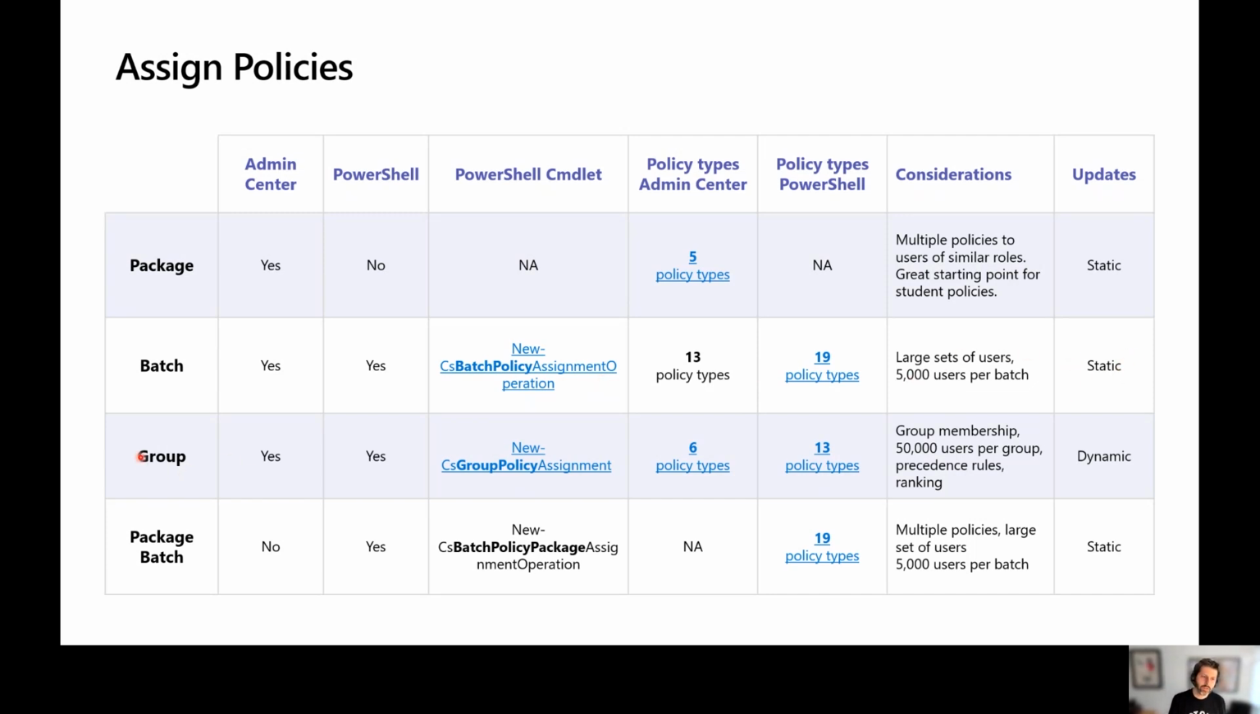Now, moving on, group policies. I'll show you this as part of the demo, but this is available through the admin center and PowerShell. You see the commandlet here. If you're using the admin center, again, you have fewer options. You still have 6 policy types. If you click here, you'll be able to see which ones. If you're using PowerShell, you have 13 policy types.